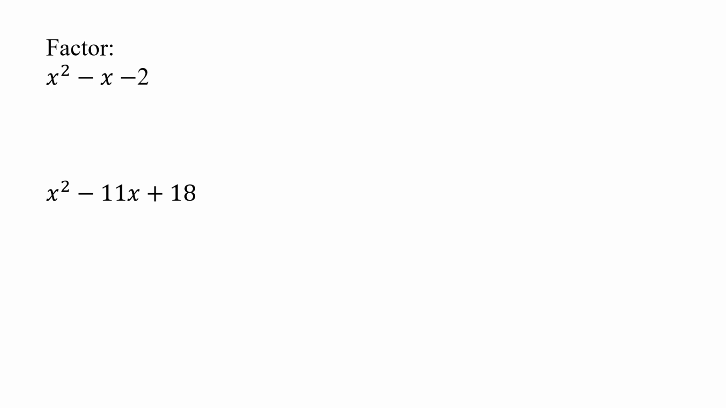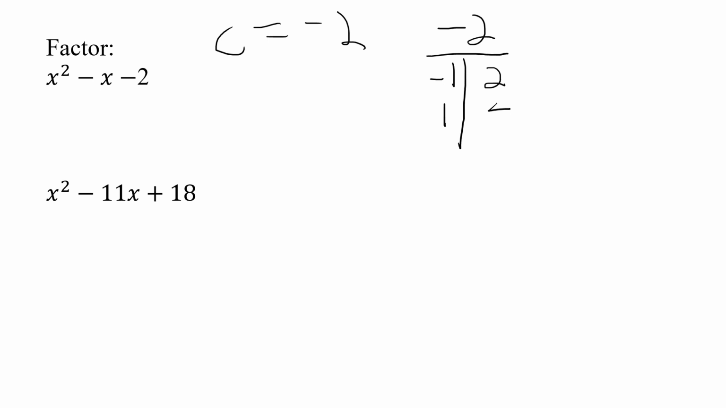All right, so the question you all have, what if they're not all positive? Well, as long as a is positive 1, we can use the same method. Two factors that multiply to be c and add to be b. In the first problem here, c is negative 2. There's two ways we can get to negative 2 from multiplication, right? We could have a negative 1 and a positive 2, or we could have a positive 1 and a negative 2.